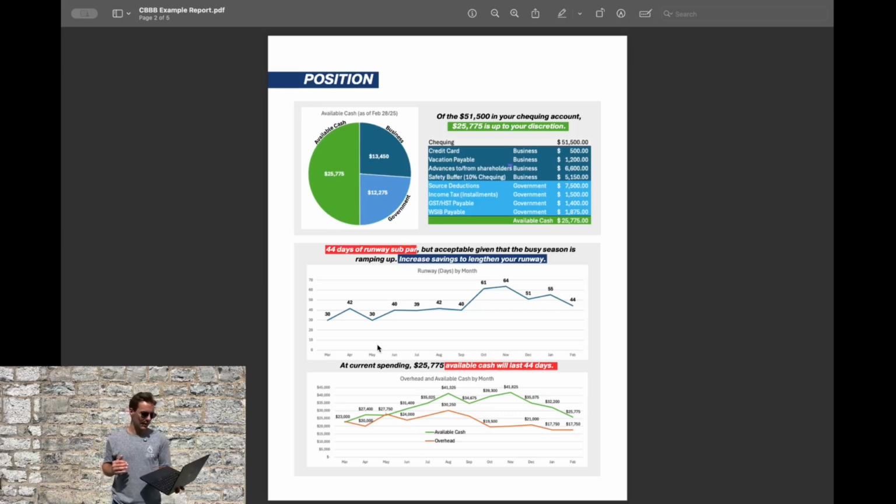That bottom graph there just shows your available cash compared to your overhead trend. Those are basically the two values that determine what your runway is, so you can see why your runway may be growing or shrinking based on the numerator and denominator of that metric.